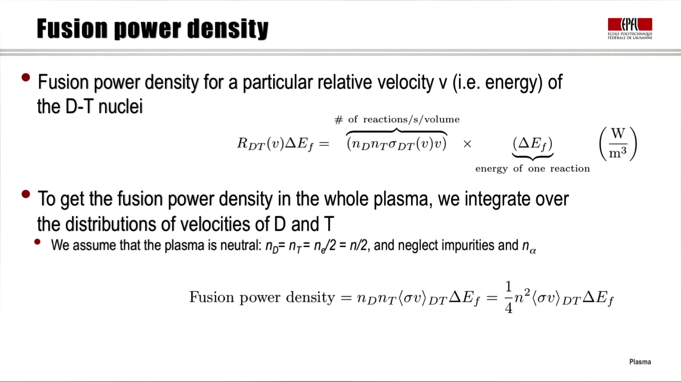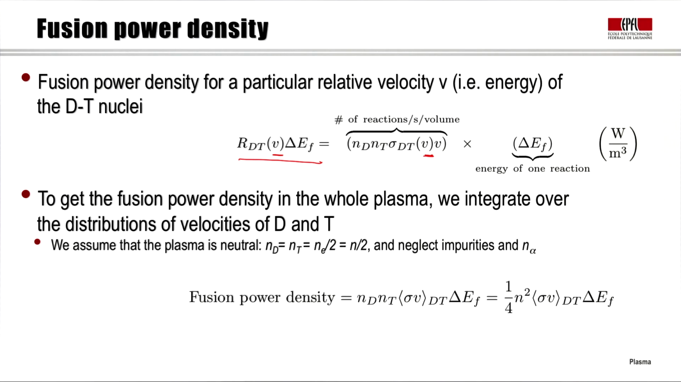We can look at the fusion power density from such a reaction. If we take a particular relative velocity V, that is, a particular energy in the collision between the deuterium and tritium nuclei, we can evaluate the number of reactions per second per volume and multiply that by the energy of one reaction to get the power density that comes from the DT reactions. This is the expression given here, where we underline the fact that we have a dependence upon the velocity in the different terms, and therefore the overall result is still a function of velocity or energy.